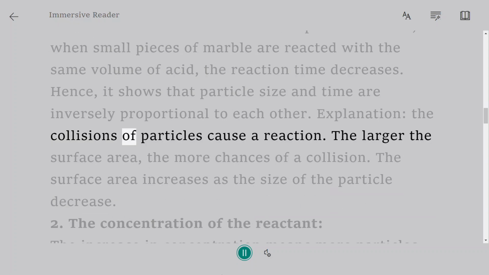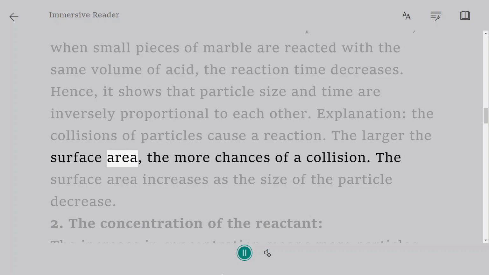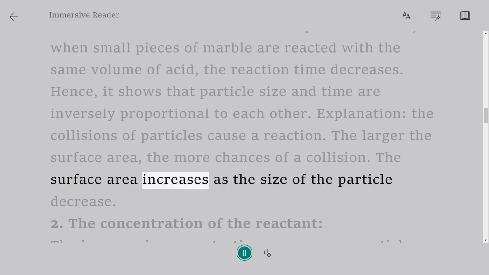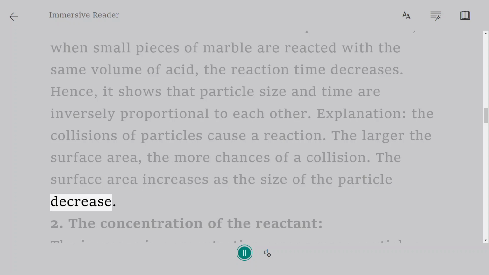Explanation: the collisions of particles cause a reaction. The larger the surface area, the more chances of a collision. The surface area increases as the size of the particle decreases.